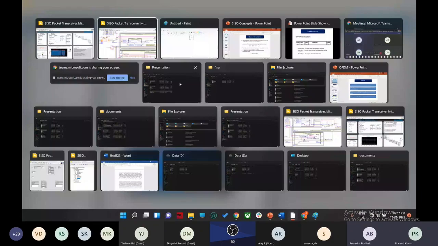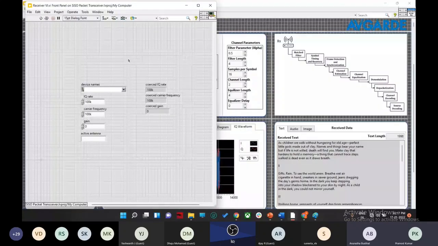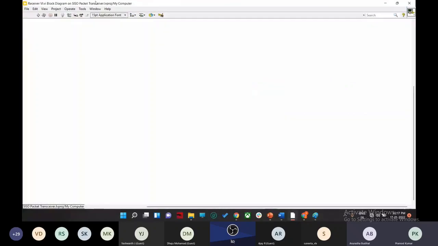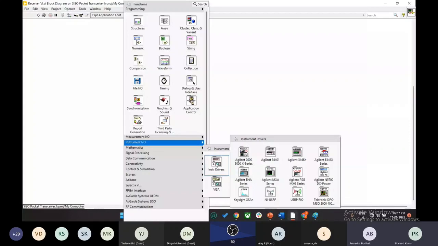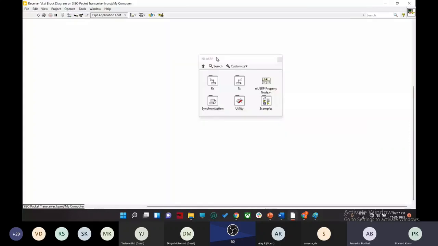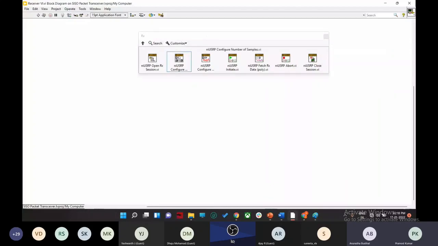So now this is the block diagram. If you want the USRP to act as a receiver, we go to instruments, instrument drivers, and inside NI-USRP, we can see there is RX and TX. Now I'll be going through RX. In TX, you might have seen there are four VIs for the USRP to act as a transmitter. Here we'll be using six sub VIs to make sure that the USRP works as a receiver.